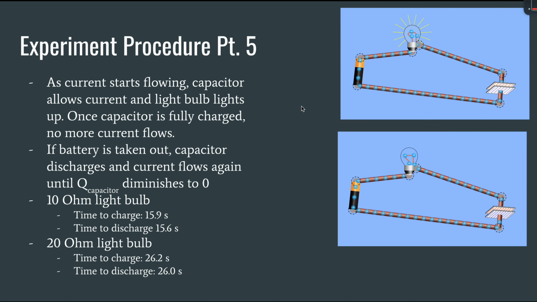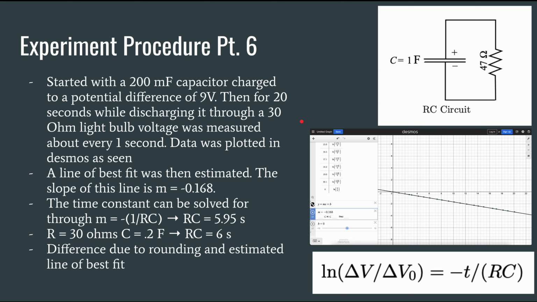Then in part 5, we were using a light bulb here as a resistor to charge and discharge a capacitor, and the times are given down here for how long it takes to charge and discharge with different resistances of a light bulb. And finally, in part 6, we basically did that same setup, charged up the capacitor, and then removed the battery to allow it to discharge and took data over 20 seconds. So for about every 1 second, data was taken, and then we used this equation down here to plot the points in Desmos as seen in the picture.